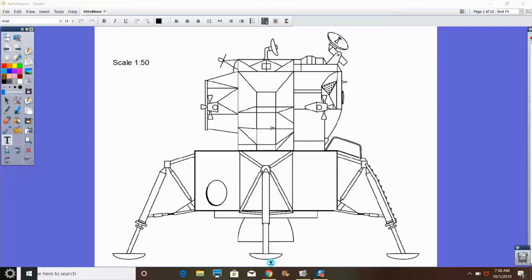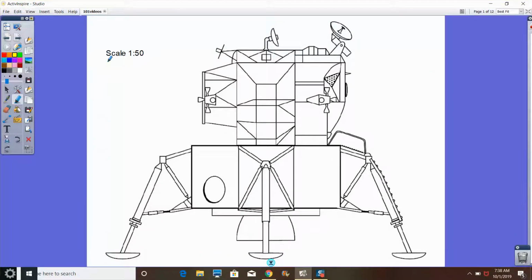What I'm showing you here on this screen is a lunar lander, I want to say it was the Apollo 11 lunar lander. I'd have to check my sources to make sure, but this basically is a scale drawing of that. And you'll notice that on this particular scale drawing the scale is outlined right here as a scale of 1 to 50. So you might wonder, what does that mean?